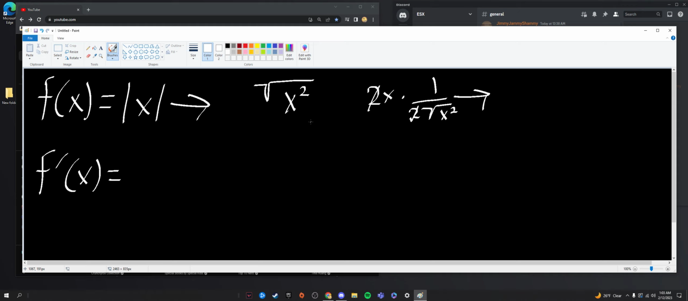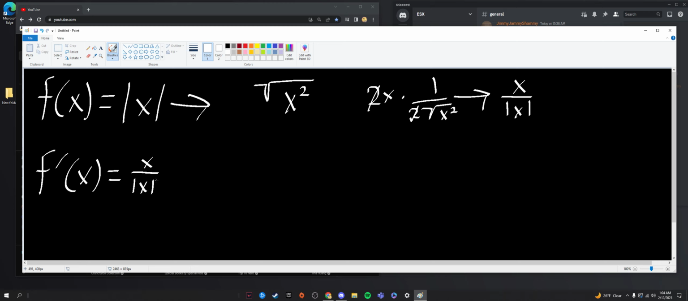But of course, if the absolute value of x equals the square root of x squared, then the square root of x squared equals the absolute value of x. So we have x over the absolute value of x. So that is our derivative, and you can confirm that that is true. But let's just plug in some values and think about the graph of the absolute value of x.